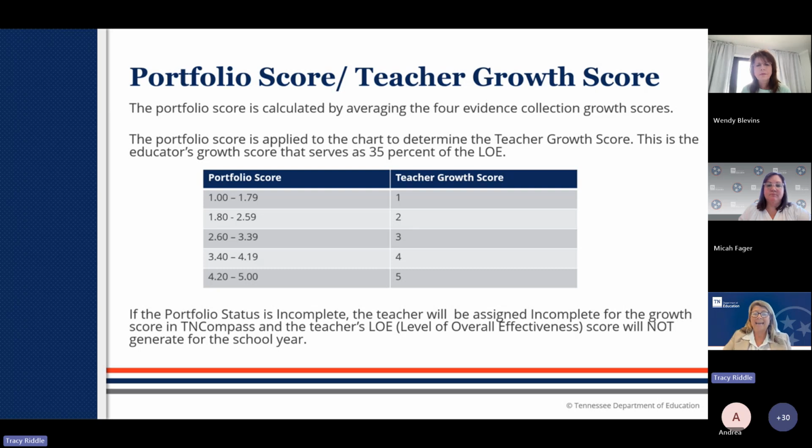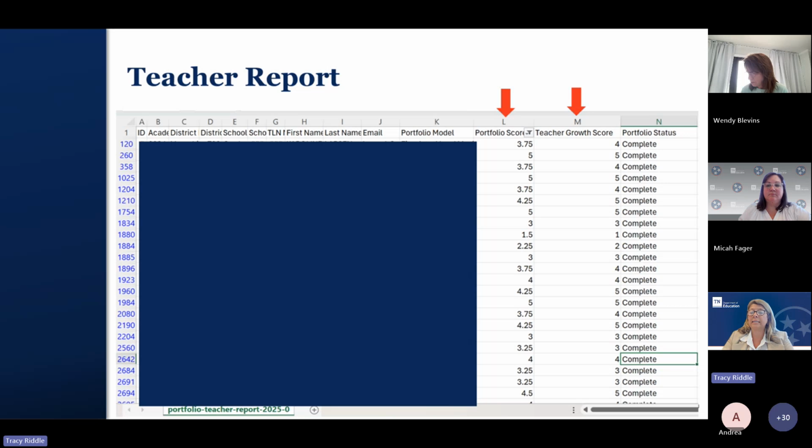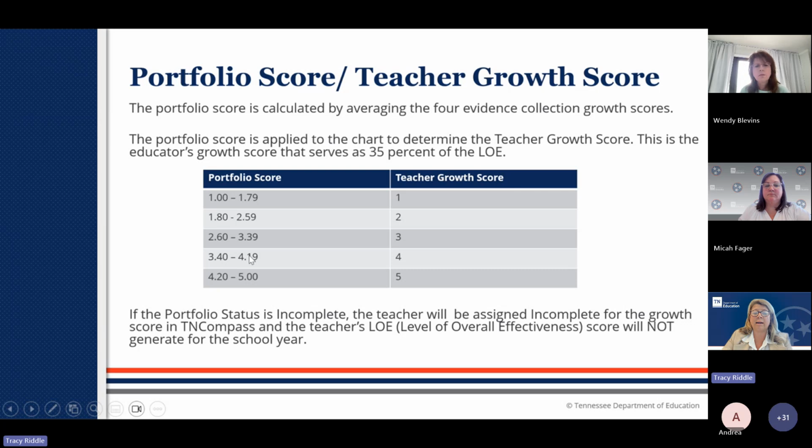I'm going to go back to that chart just to give you a second to look at this. You see all of these teachers are complete, but if you happened to have a teacher who was incomplete, it would say incomplete and you would not see any scores here. Again, the average of the 4 collections is in this portfolio score column. And then the growth score, you can see here this is a 3.75, so the growth score is a 4. If you look at the chart that I shared with you, 3.75 falls right in this range. So that's where the growth score of a 4 comes from.